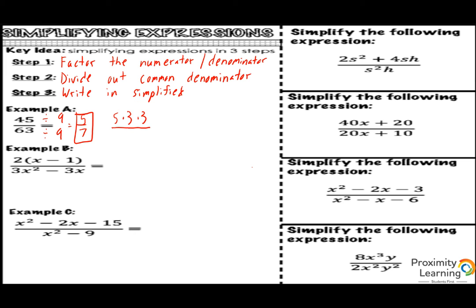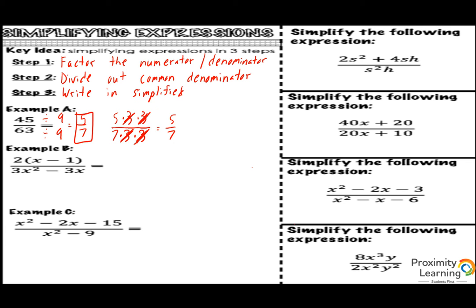All right. And then the same thing, for 63 it is 7 times 3 times 3. All right. So what happens is these bottom 2 threes end up canceling these top 3s out, which leaves us the 5 over 7.